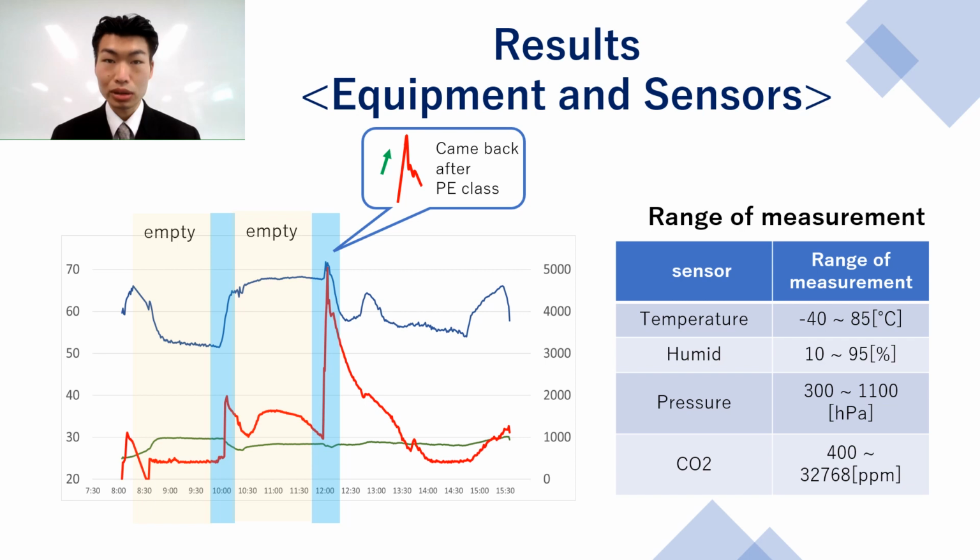Environmental data of a classroom on August 8, obtained by using this system, are shown. On this day, at just 12 o'clock, the students came back to the classroom after taking a physical education class. Ventilation began soon thereafter, so the CO2 concentration quickly decreased.